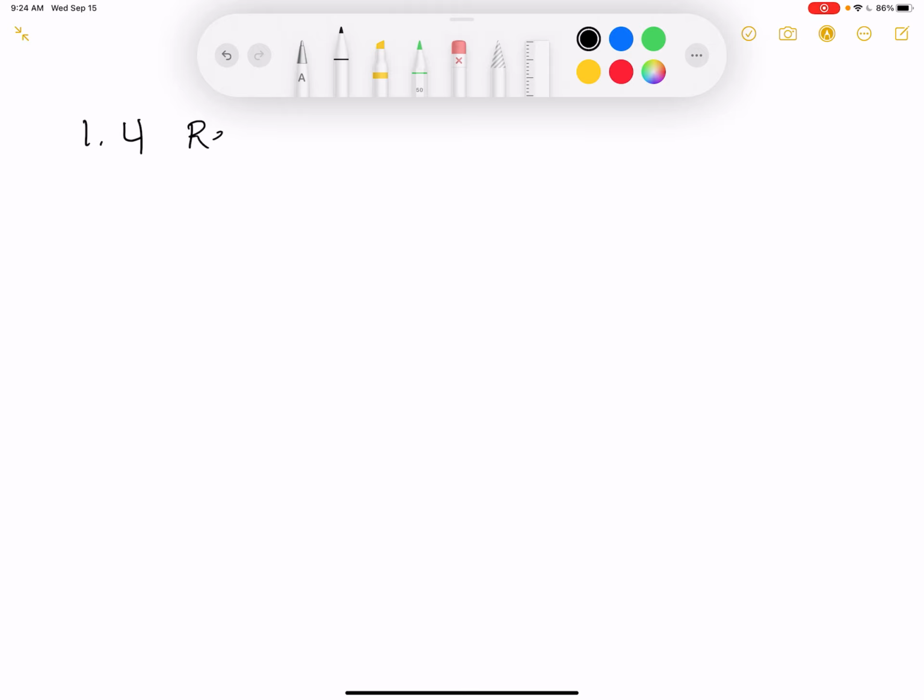Alright, so this is 1.4, rewrite formulas and equations. In the video you got a whole bunch of formulas and all of that. I know there was a code word in there, but I'm not worried about that right now. There's just too much going on to deal with that.